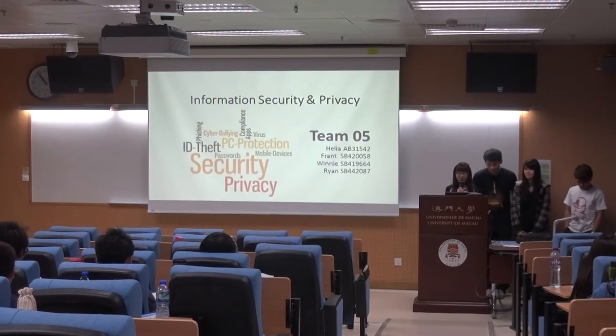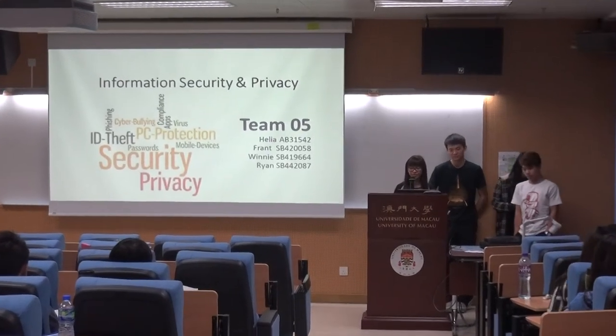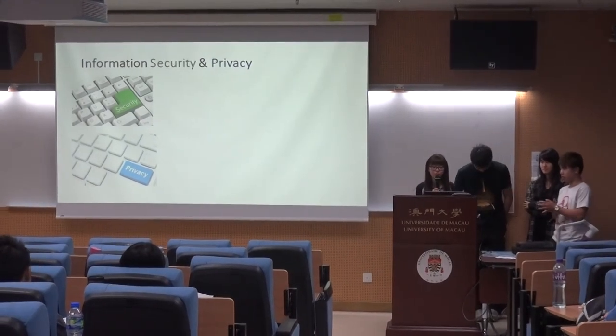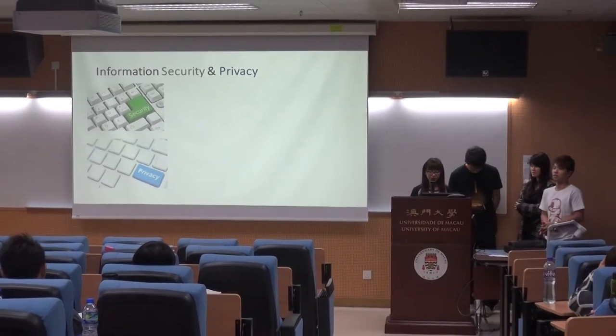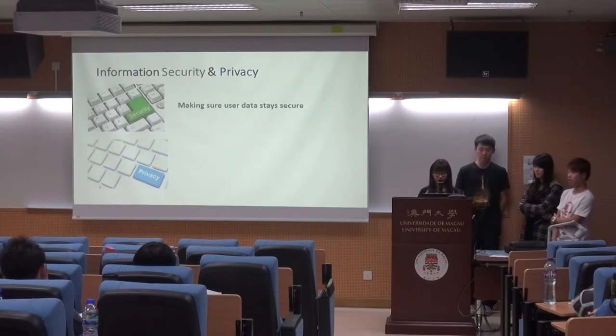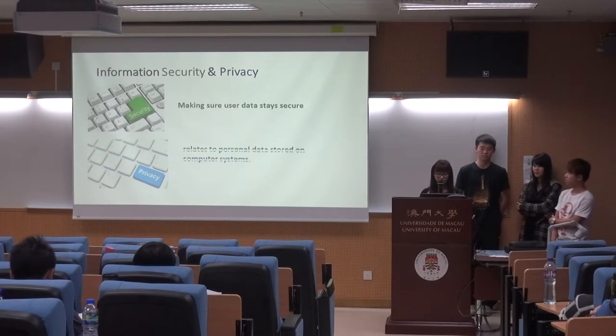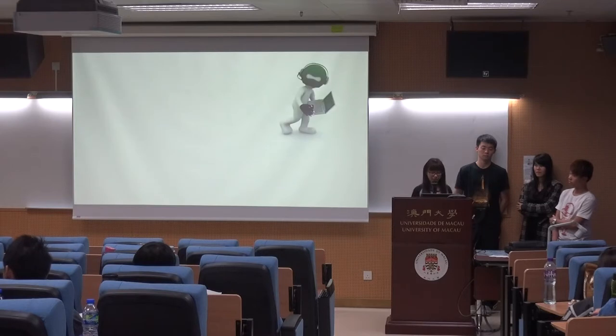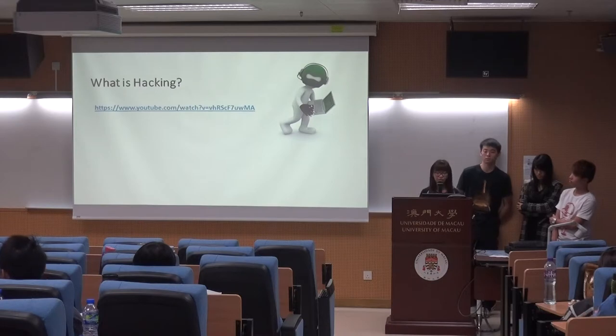We have team 5, and today our topic is information security and privacy. First, we need to know what information security and privacy are. Security is making sure user data stays secure, and privacy is related to personal data stored on a computer system. It is also known as data privacy. Actually, it is easy to understand. And there is one question about hacking, and you have a video to help you answer this question.